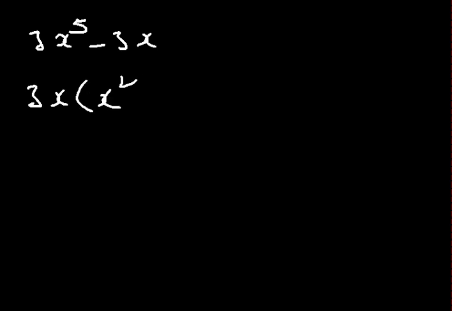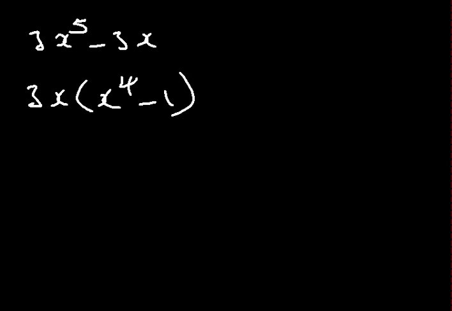Let's say we can have this as well. Let's say we have 3x to the power 5 minus 3x. In that case, what is the highest common factor? We have 3 as well as x, so we have x to the power 4 minus 1.